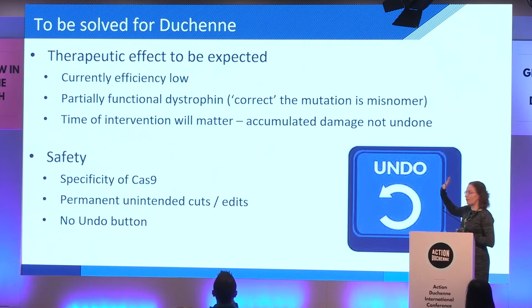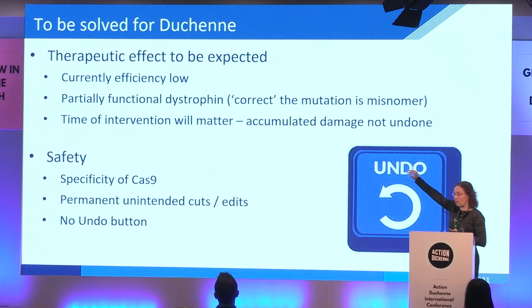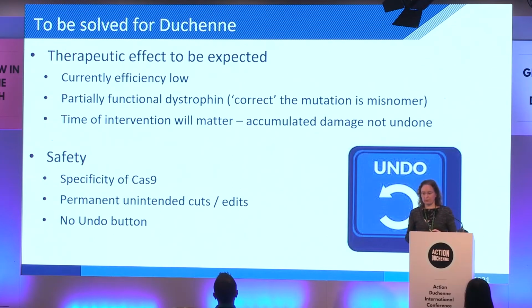What's also important is, so some people like to say CRISPR cure. Sadly, for Duchenne, that is not what will happen, because what you get is a partially functional dystrophin. You don't get a fully functional dystrophin. So when people say correct the mutation, what they mean is reframe, allowing the production of a partially functional protein.